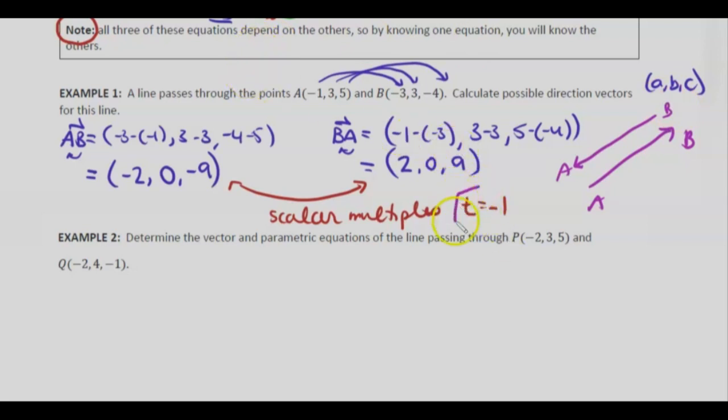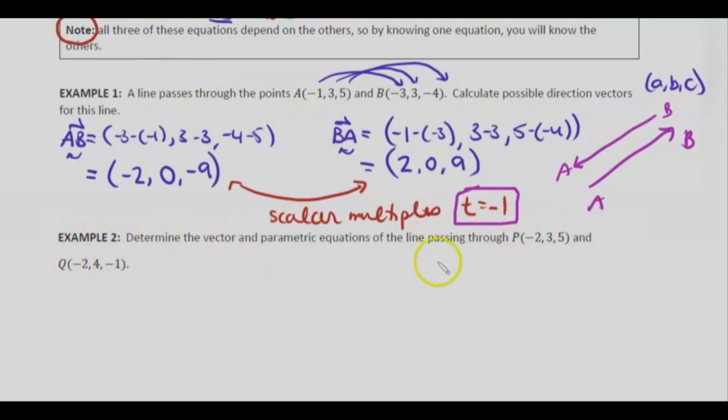Okay, opposite direction meaning is a scalar multiple of -1. Example 2, determine the vector and parametric equations of the line passing through these 2 points. Okay, so we pass through P and Q.